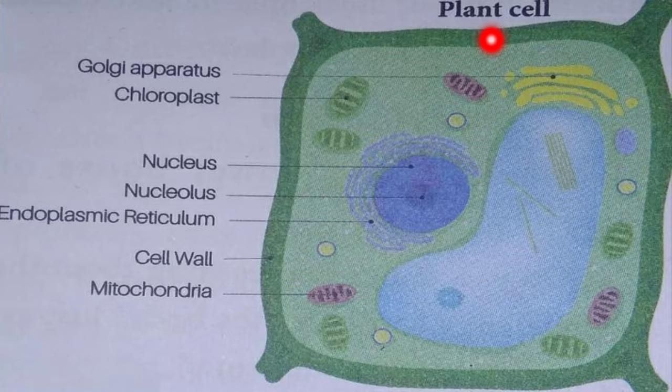Students, now we see the diagram of the plant cell. In the plant cell, we see the cell wall, then inside it the mitochondria. This one is the endoplasmic reticulum. This one is the nucleus. Inside the nucleus, you see the nucleolus. Then this is the main one, the Golgi apparatus, and here it is the chloroplast. Here, mitochondria.